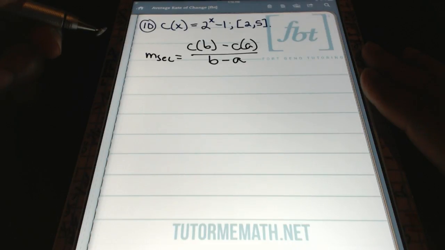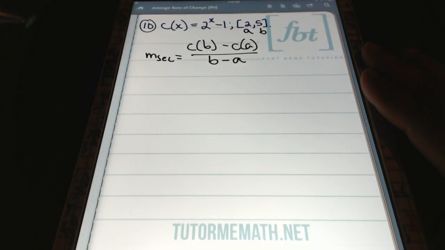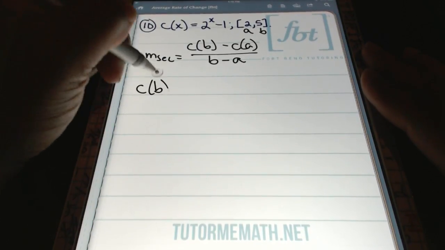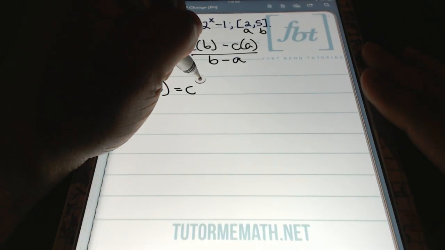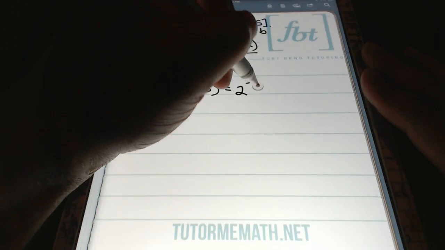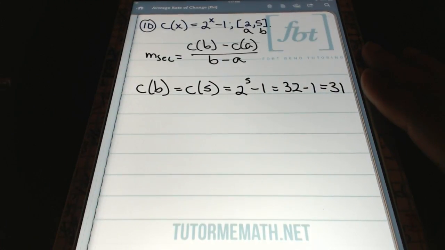We are going to find out what C of B and C of A is first. We're going to identify the fact that our A value is 2, our B value is 5, and there we go. We're going to be plugging in C of B as C of 5. With C of 5, we have 2 to the 5th power minus 1. Well, 2 to the 5th power, guys, is 32. And 32 minus 1 gives you 31 as your result for C of B.